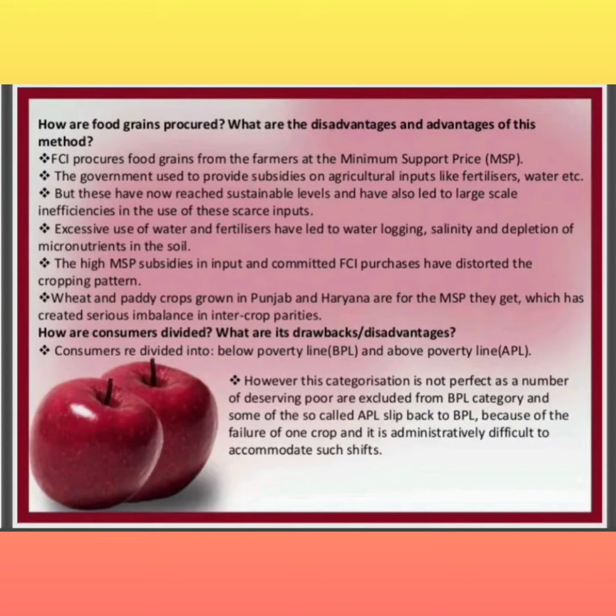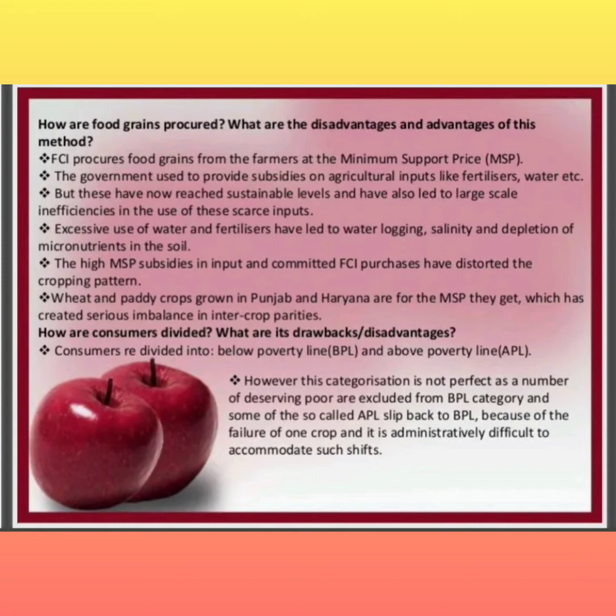Now, the high MSP, the subsidies in input, and the committed FCI purchases have distorted the cropping pattern. Talk about wheat and paddy, for example. Wheat and paddy crops are grown in Punjab and Haryana for the minimum support price the farmers are getting for growing wheat and paddy. Due to this, it has created imbalance in the intercrop parities.